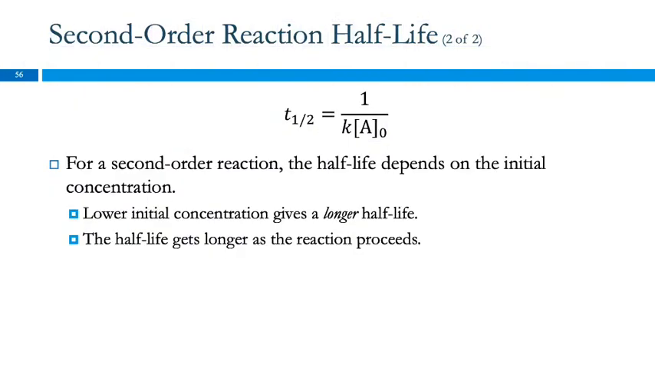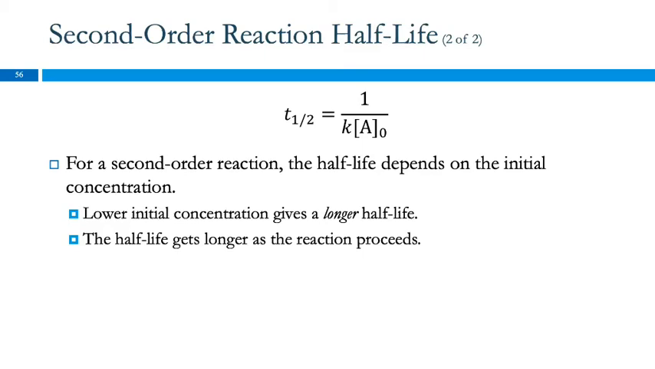So we get T1/2 = 1/(K A0). For a second order reaction, the half-life depends on the initial concentration. If we have a lower initial concentration, the half-life is going to be longer. If we have a high initial concentration, the half-life is going to be shorter. A short half-life means the reaction is going quickly. A long half-life means the reaction is going slower.